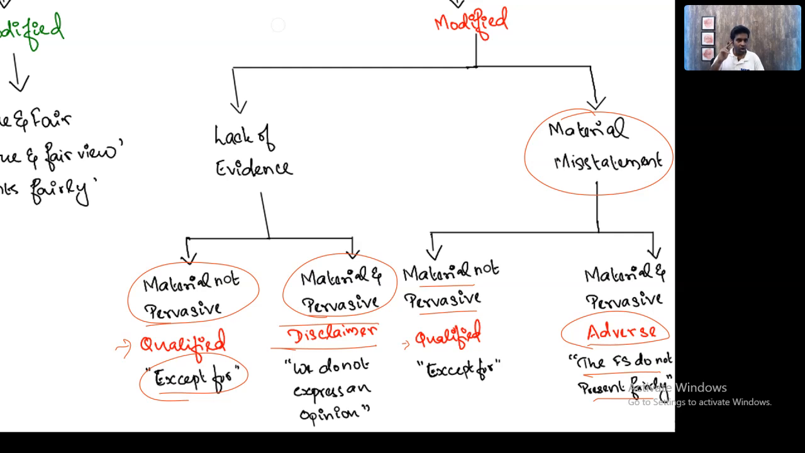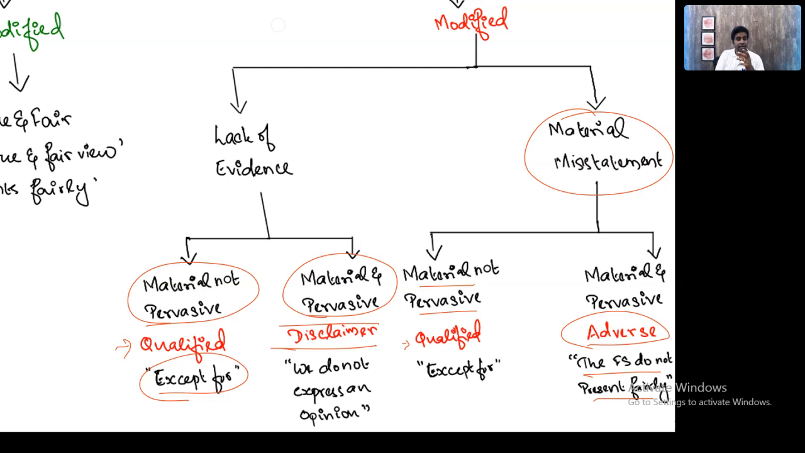So you can say the common words between lack of evidence and material misstatement under modified opinion are material and pervasive. What does material mean? If there is a mistake, or for a transaction we are unable to get evidence, it is material if the transaction is above our materiality threshold. Then it's material. And what is pervasive?